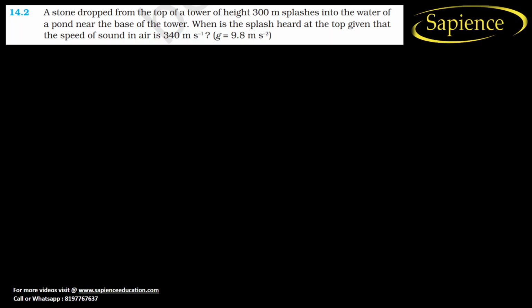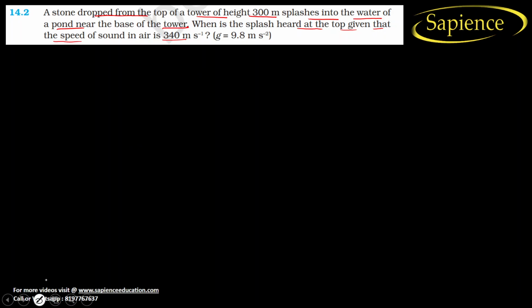Now we will go for question number 14.2. In 14.2, the question is, a stone is dropped from the top of a tower of height 300 meter and splashes into the water of a pond near the base of the tower. When is the splash heard at the top, given that the speed of sound in air is 340 meter per second?